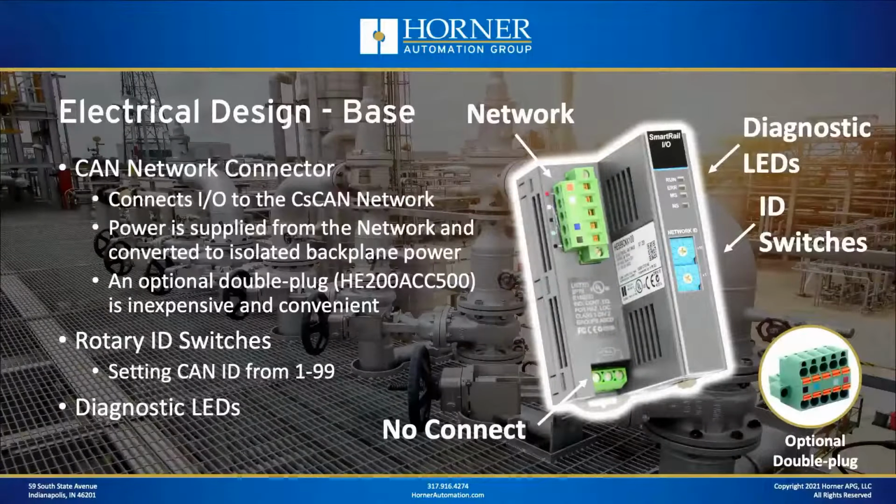All right, now let's focus a little bit on the electric side of things. Some of the other features besides just how you assemble the SmartRail base. Let's start with the network connector, which is also the CAN network connector. That's where the I/O base is connected to the CsCAN network. It's also through which power is supplied to the I/O base. Okay, that comes from the network through the network connector. And the backplane is fully isolated. So the power coming in from the network is converted from 24 volts nominal to 5 volts, and then that is isolated power that's run over the backplane to the modules.